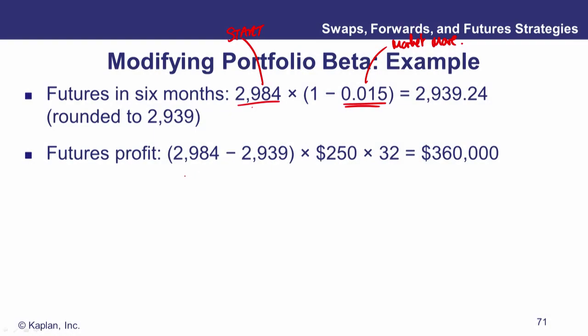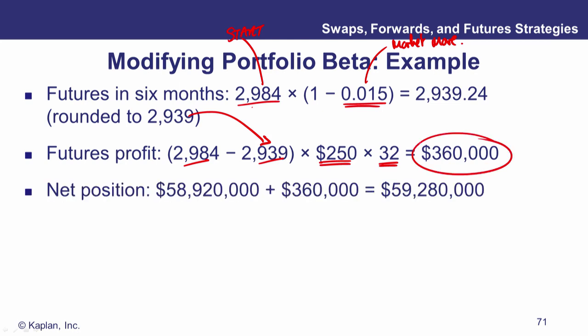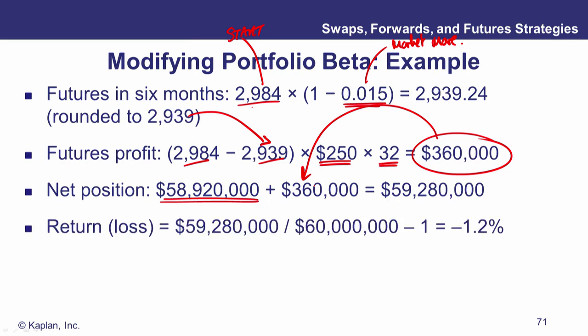The futures profit would be what we sold at minus where it moved to. That's the number of points we've made, if you like. Each one of those is worth $250, and we sold 32 contracts. So that turns out to be a gain of $360,000. Net, you've got your portfolio that's worth 58,920, that's what we calculated on the previous slide, plus your futures profits of 360,000. So that leaves you sitting on a portfolio, when you consider the derivatives overlay, worth 59,280.